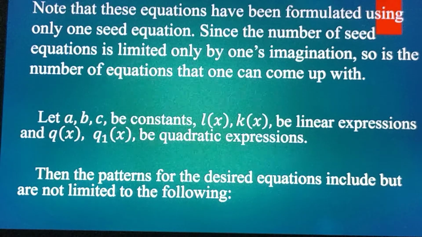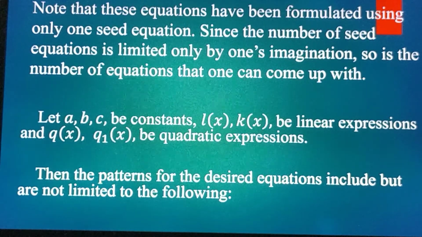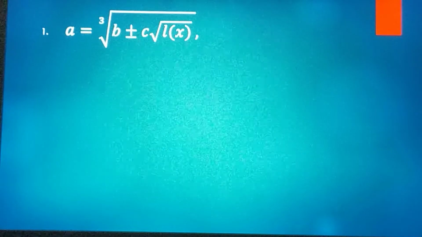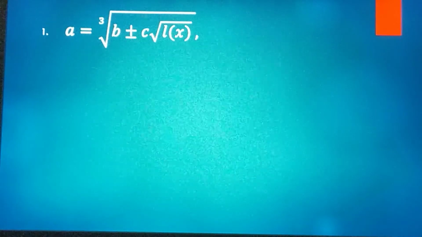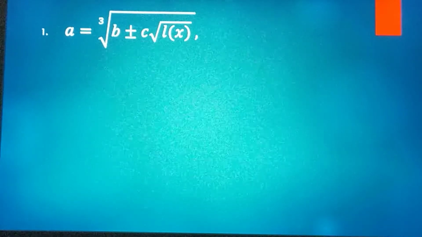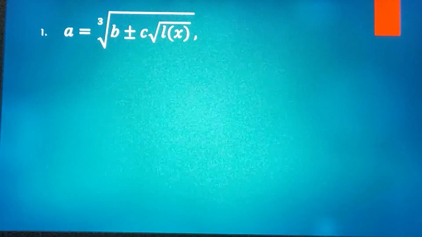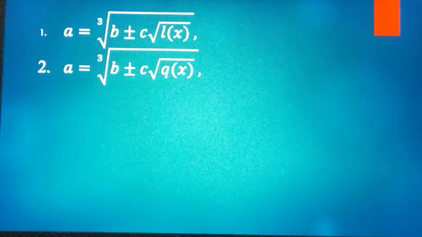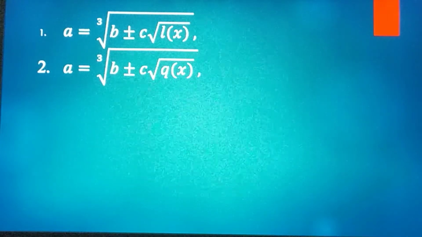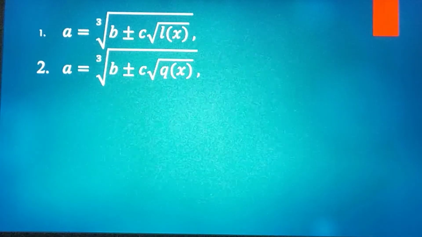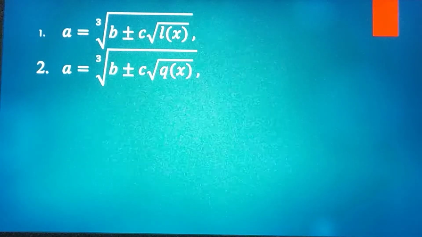Then the patterns for the desired equations include, but are not limited to, the following. Okay, number 1, A is equal to the cube root of B plus or minus C times the square root of L of x, which is a linear expression involving x. Then we have the second, here in the second radical sign, which is a square root, we have a quadratic expression inside.